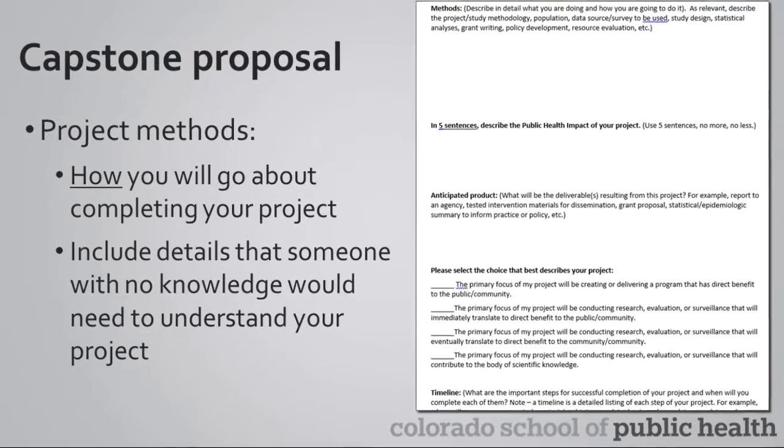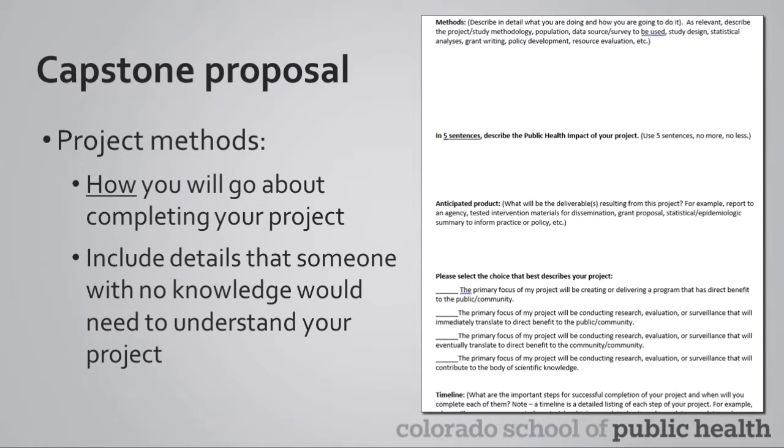On the second page of the proposal, you'll describe your project methods, which should tell your advisor how you'll be completing your project. All components of the proposal should be written as if you have not had any previous conversations with your advisor about your project, even if you actually have.